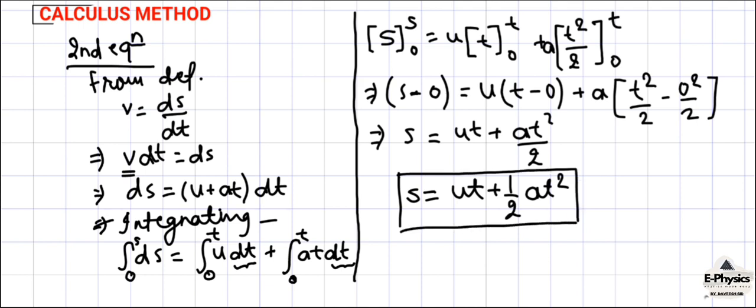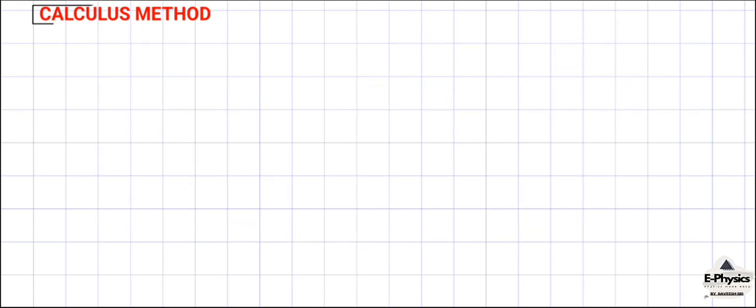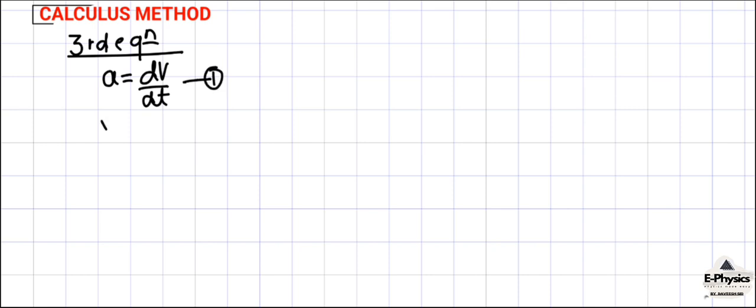So let's move to the third equation of motion now. Now students, in the third equation of motion, we have been knowing this already from the definitions, that a is equal to dv upon dt, and let us consider this is equation 1, v is equal to ds upon dt. Okay, now from these two equations, let us see here that we have been knowing that a is equal to dv upon dt.